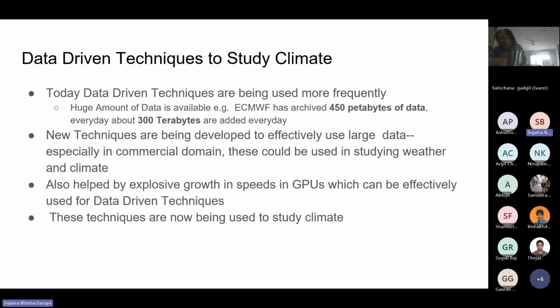These GPUs were actually built for, I think, gaming processors. They wanted good graphics. And they suddenly realized that there's a lot of computing that you can do because in gaming also you have long matrices and vectors, which you have to optimally calculate. This becomes a technique which could go into data-driven techniques because data-driven techniques are, in some sense, nothing but manipulation of huge matrices and vectors. So that's where GPUs came into the picture. And combining these two, we are now able to use these data-driven techniques to study weather and climate.